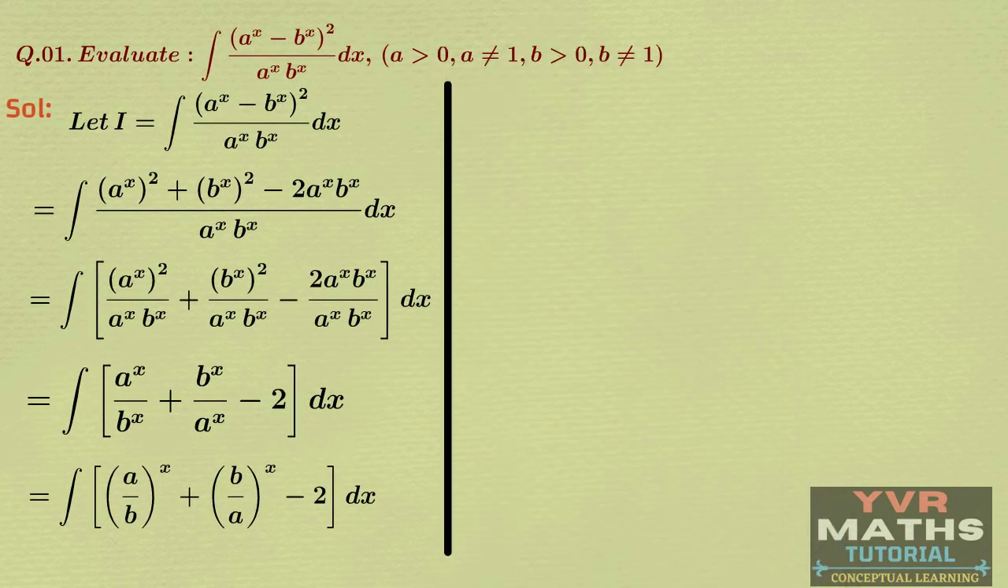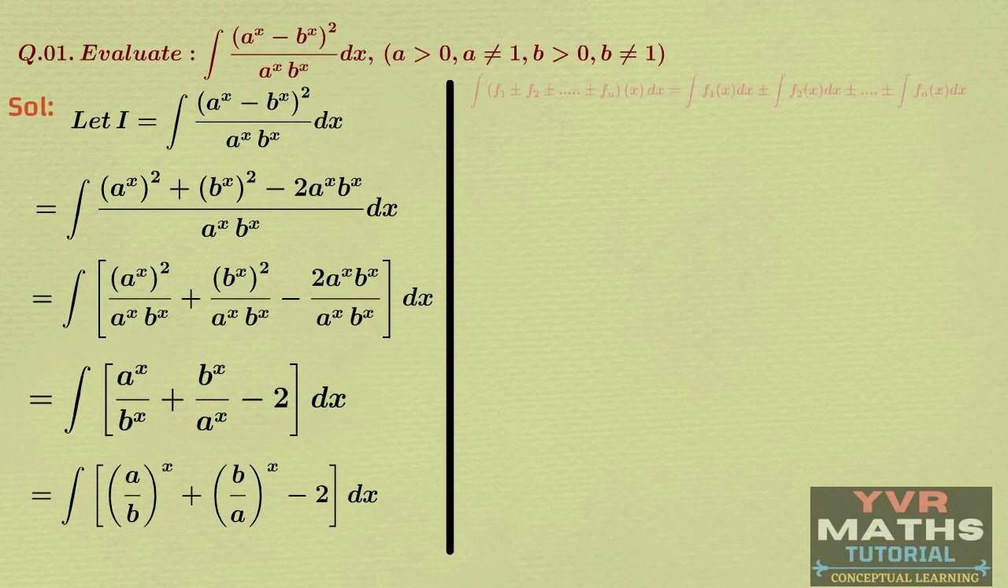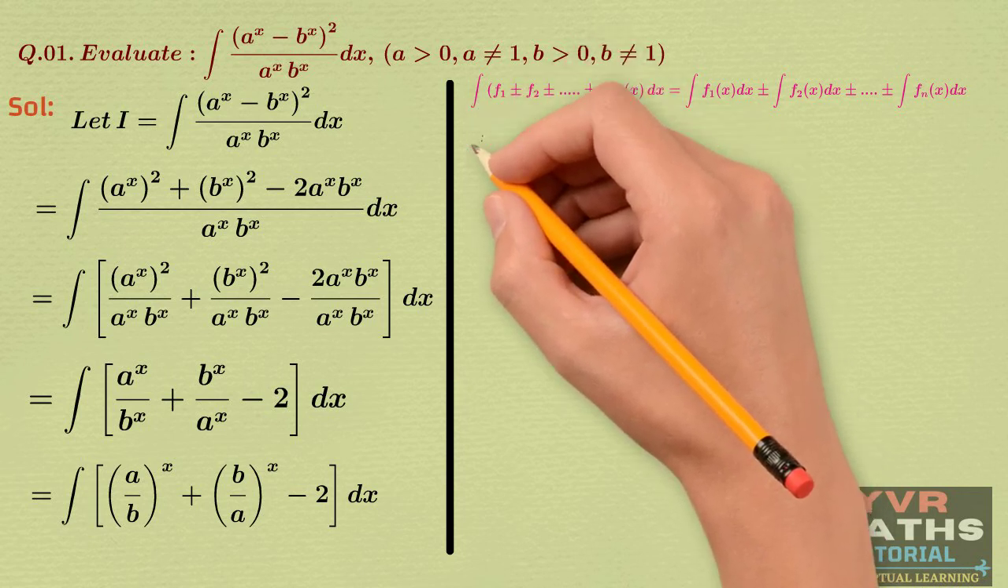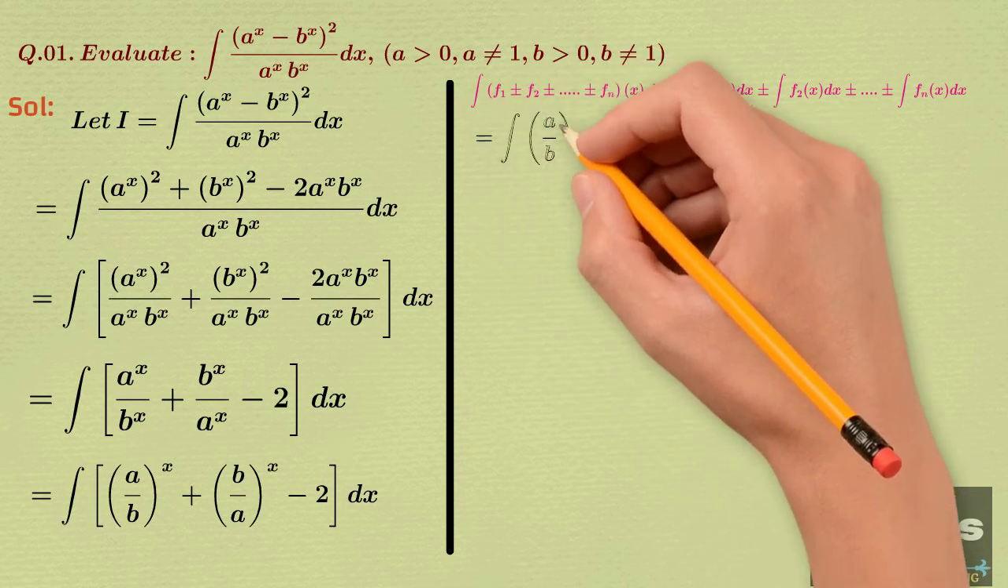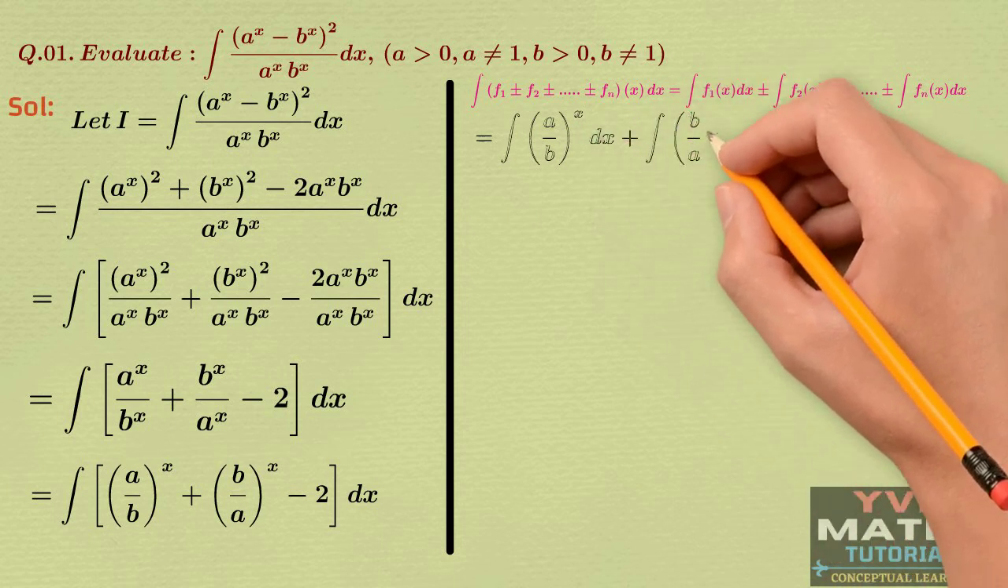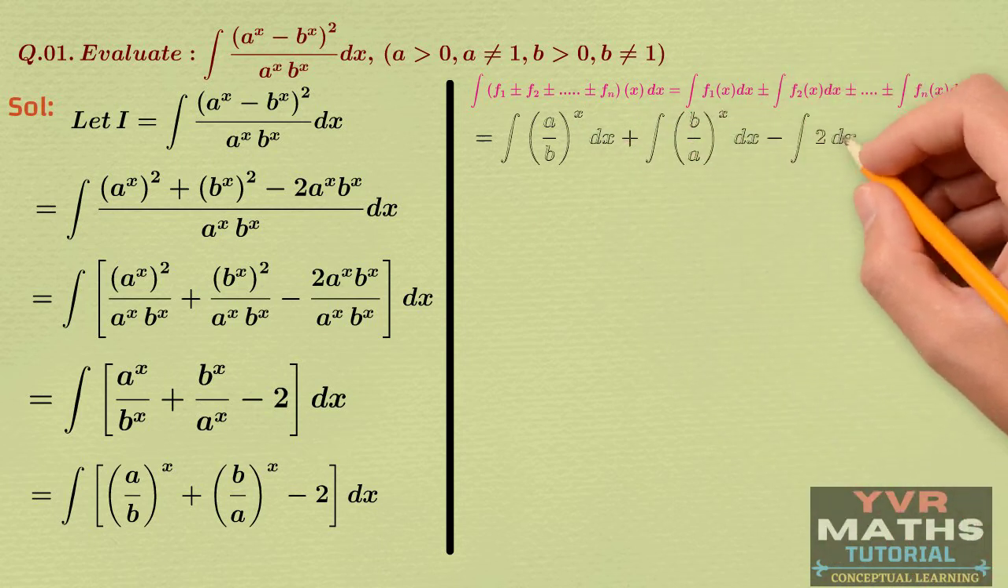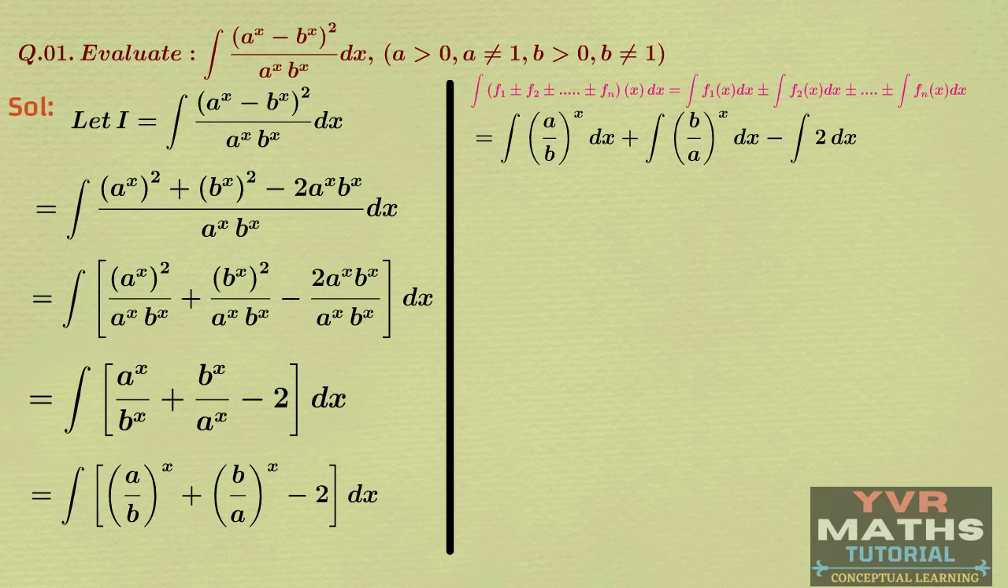By using the basic properties of indefinite integrals, we know that the integral of the sum of a finite number of functions is equal to the sum of the integrals of various functions. So by using this property, the next step will be like this. Integral a by b whole power x dx plus integral b by a whole power x dx minus integral 2 dx. By using one more property of indefinite integrals, see what is the property? The integral of the product of a constant and a function is equal to the constant into integral of a function.